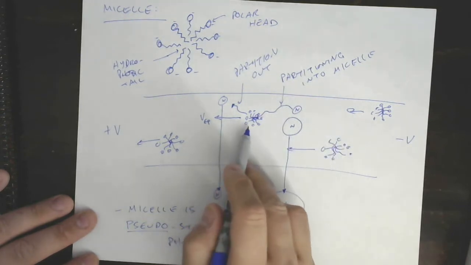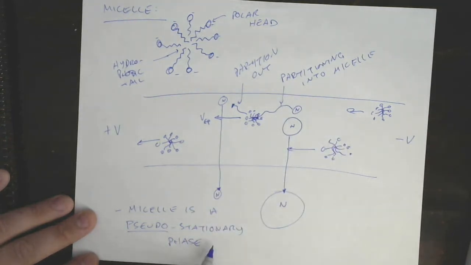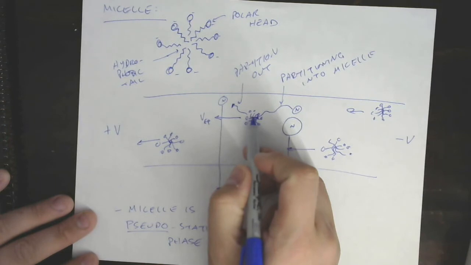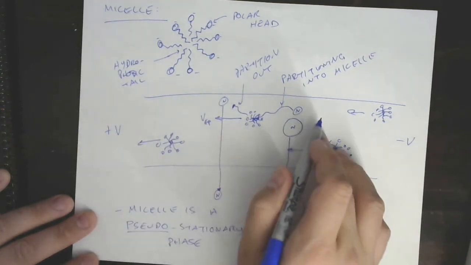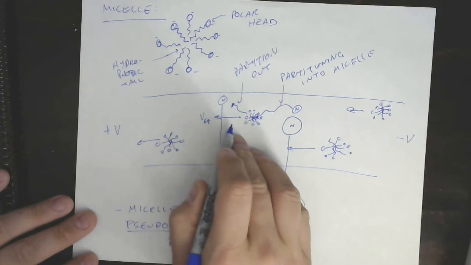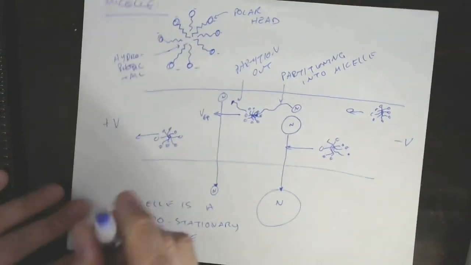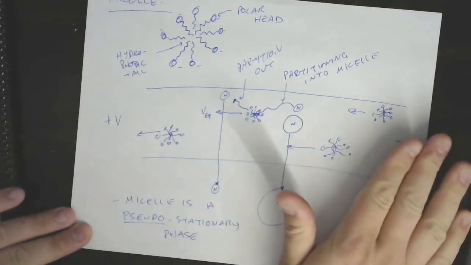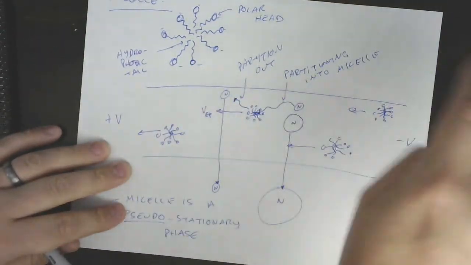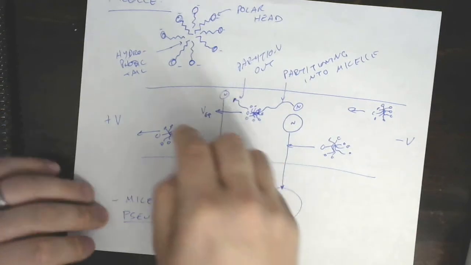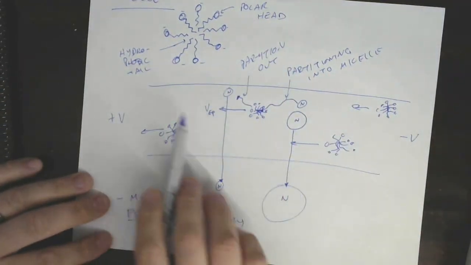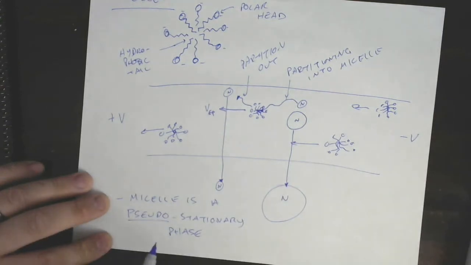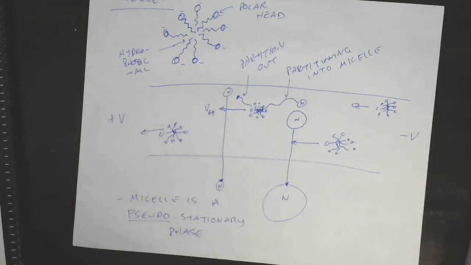So it is not stationary, but we can think about it like a stationary phase because as soon as this thing partitions out and one micelle moves along, there are so many micelles, there's a new one to come in and take its place. So you can always imagine some constant distribution of micelles throughout this capillary. Even though each individual micelle is moving, there's a constant flow in from one side of the capillary, constant flow out. So there's always a micelle to take its place. There's some uniform density of micelles throughout this thing, and therefore they act like a stationary phase would.